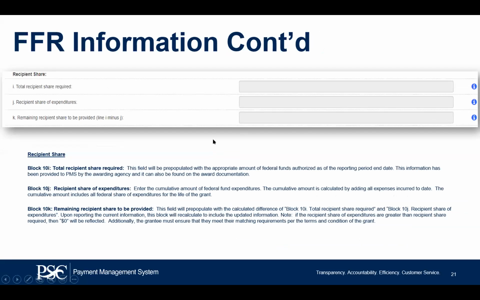Recipient share. If you are required to report this data, then you would enter that information. Line K is an automatic calculation depending on the data you enter on lines I and J. Please note when you're doing your data input, on certain lines you cannot have negative numbers.